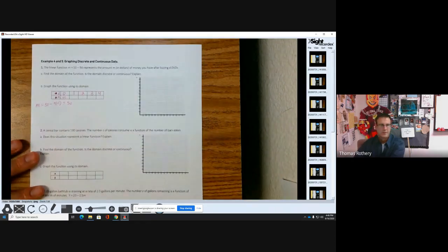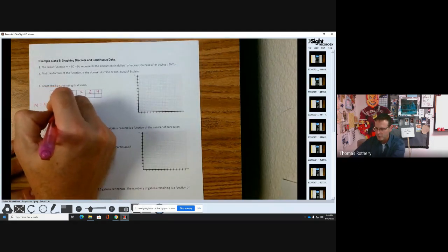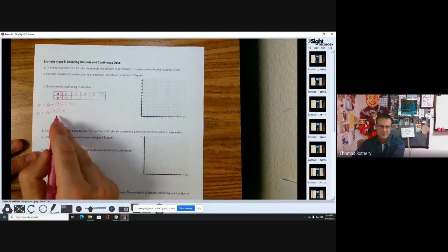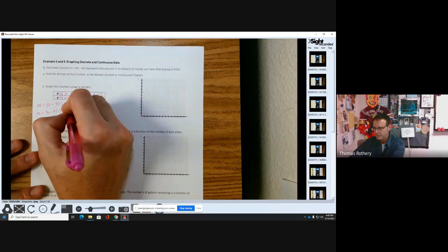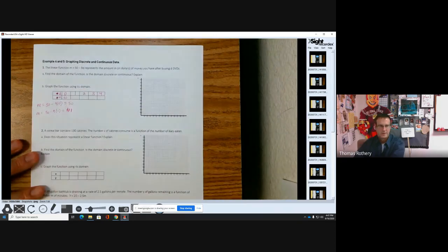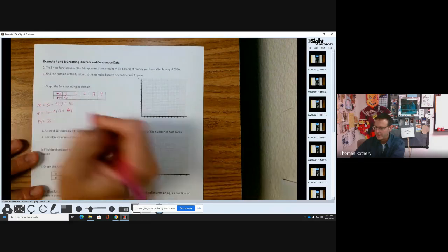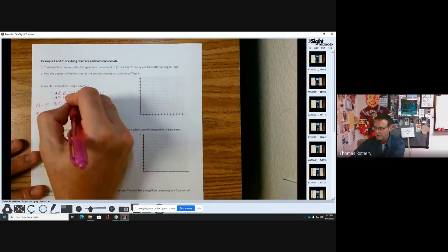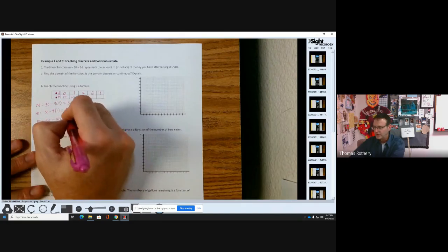Then you're going to do it with 1. 50 minus 9 times 1. Well, 9 times 1 is 9. If you subtract that from 50, you get 41. If you keep going, that's 50 minus, and then you have to now do 2, which is 32.